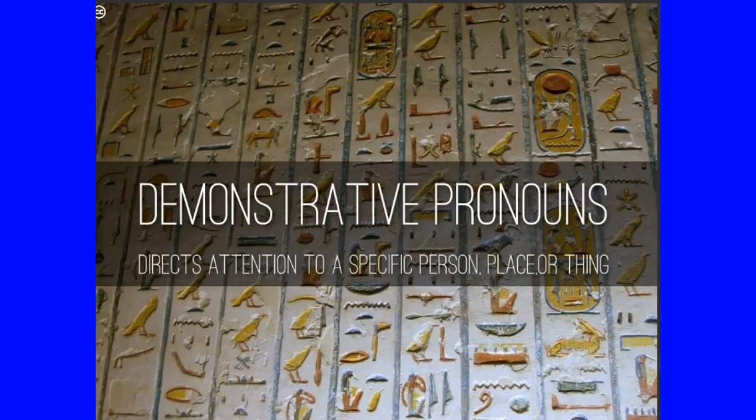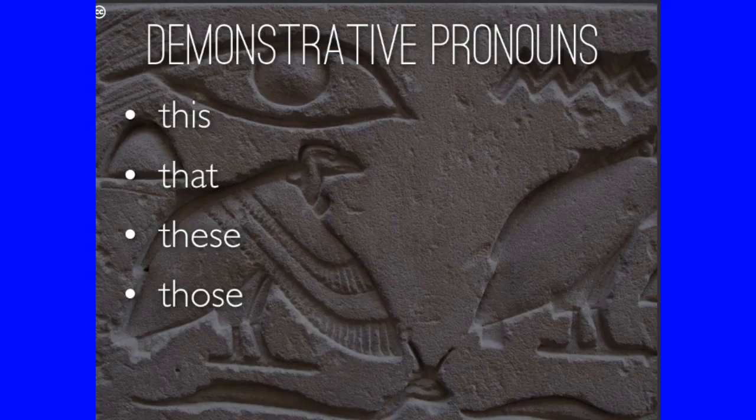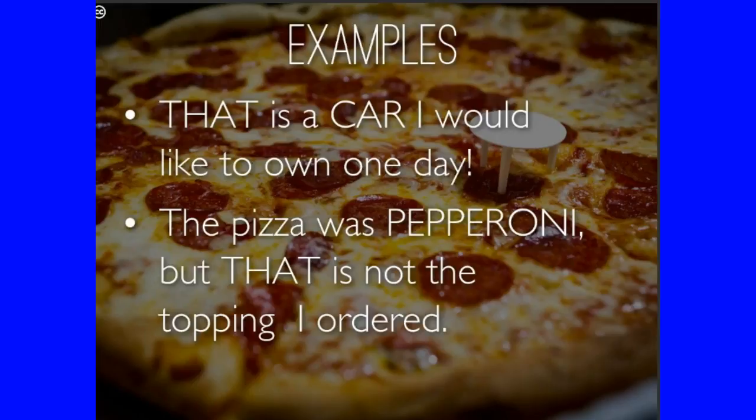Next, let's look at demonstrative pronouns. Demonstrative pronouns direct attention to specific nouns. This, that, these, and those are all demonstrative pronouns. Demonstrative pronouns can come before or after their antecedents.